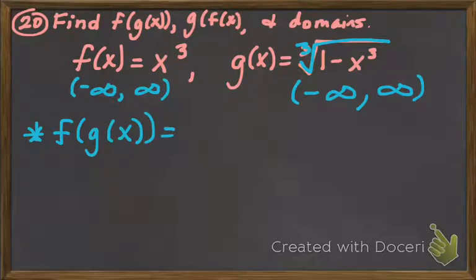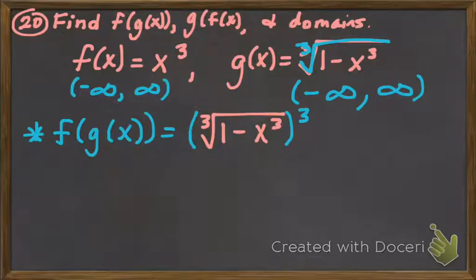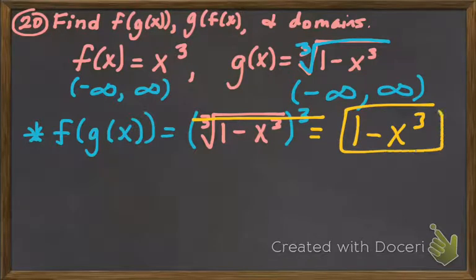So again, we copy f with room to put g of x inside it, and f of x is just x cubed. So now let's switch colors to put g of x inside it. So that's the cube root of 1 minus x cubed, and then in this instance the cube root and the cube cancel and leave us with 1 minus x cubed as our function. And since there's no new restriction that would prevent us from using it, the all real numbers is the same.